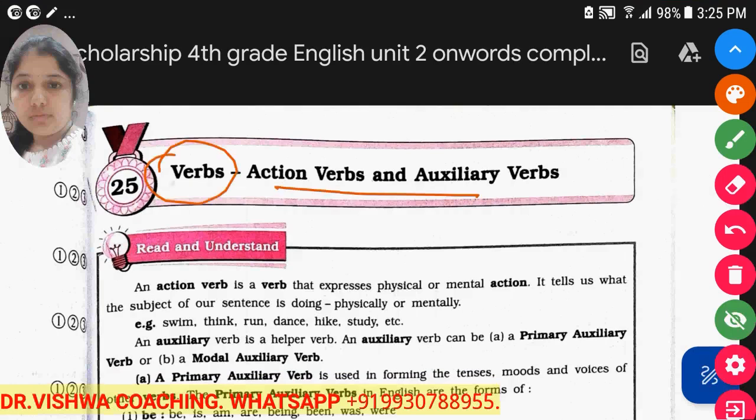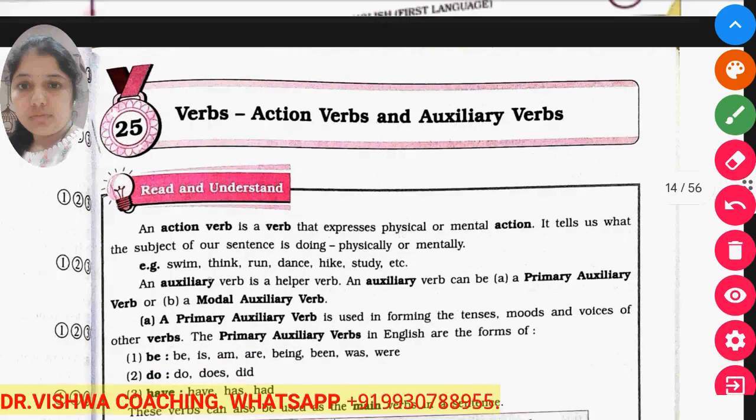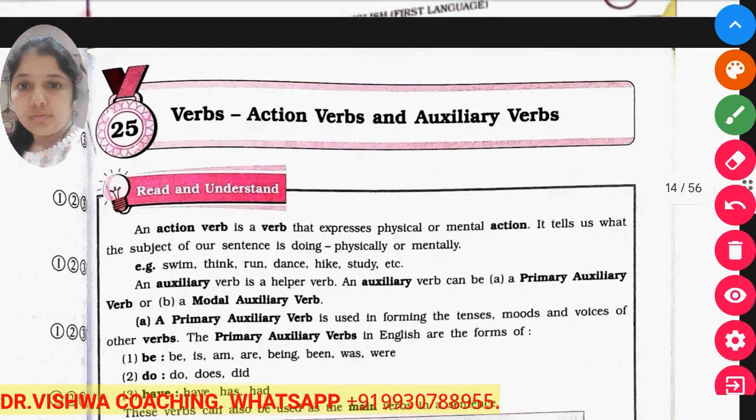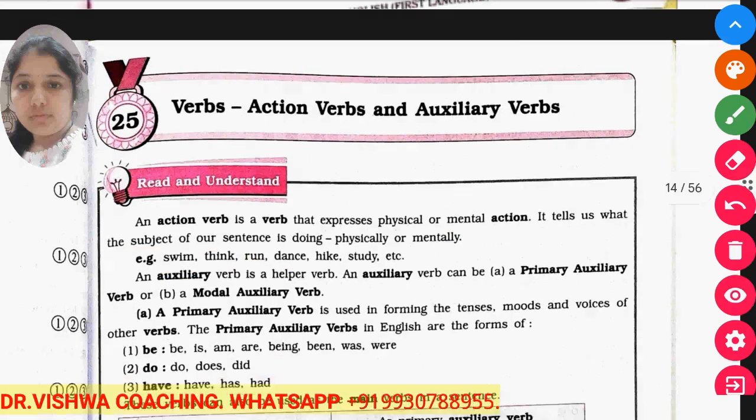Okay, so we had seen the general concept related to verb. Verbs are the words which denote the action or the thing the subject is doing. Okay, so an action verb is a verb that expresses physical or mental action done by the subject. Swim, think, run, dance, hike, study, these are some examples of action verbs.